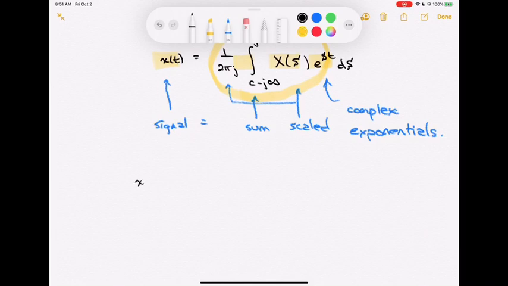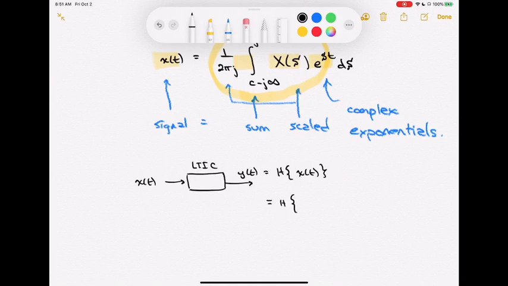So if I took my signal x of t and ran it into my system, this is going to be my linear time invariant continuous system, and I get my output y of t. Y of t equals what? It's the system H acting on x of t. But what is x of t? By the inverse Laplace transform, one way of writing this is 1 over 2 pi j, the integral from c minus j infinity to c plus j infinity, of x of s e to the st ds.